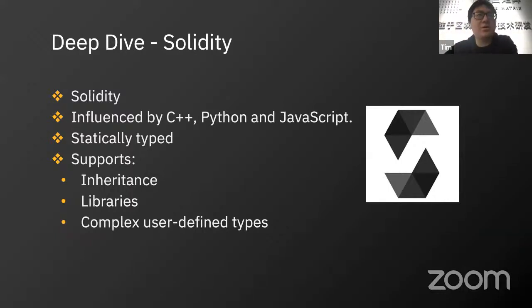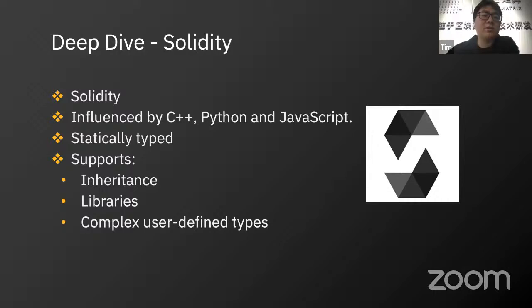Okay, so let's take a look at Solidity. This is the logo of Solidity. It's actually influenced by C++, Python, and JavaScript. And it's statically typed, and it supports inheritance, which means that you can just extend your contract, right? For people who are familiar with object-oriented programming, this is a very basic idea. And the libraries, which means that you can just write your code into a library that can be reused in different places. That's basically like static classes in object-oriented program language, and also like a complex user-defined type.